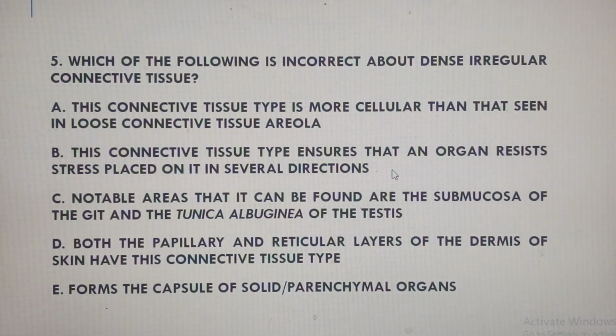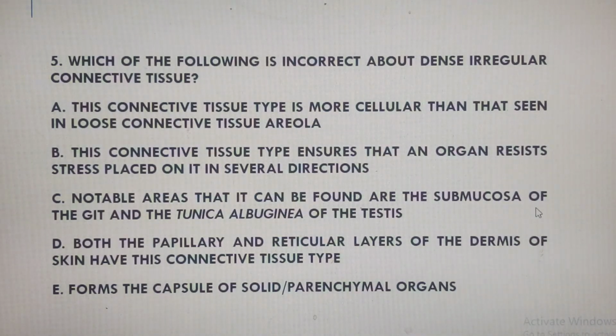So it will resist this tension and stretch in what we call several directions. This connective tissue is dense irregular because the fibers are moving in different directions, running east, west, north and south, in several planes. So it means that yes, it's going to resist that kind of pull or stretch in several directions. That's a very true statement.